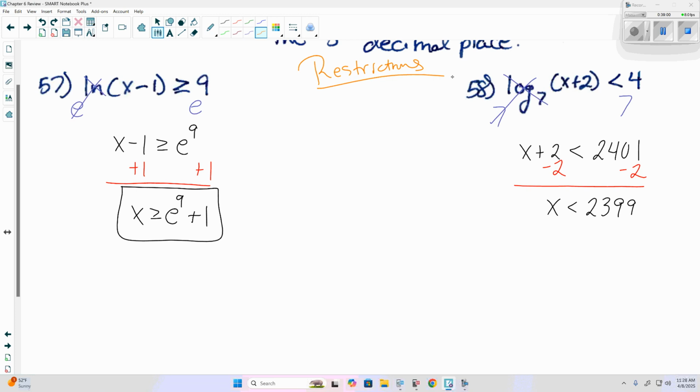Now this one does have restrictions because, again, what's inside the log has to be greater than 0. So x has to be greater than -2. Well, -2 is indeed less than 2,399, so we're just saying that -2 is less than x is less than 2,399. But none of the problems on the test are going to require you to put that restriction in or require you to find it. I've set it up so that none of those type of problems show up. Questions on 58?